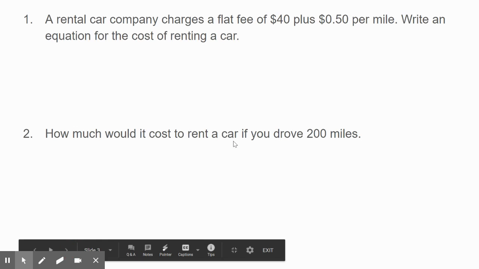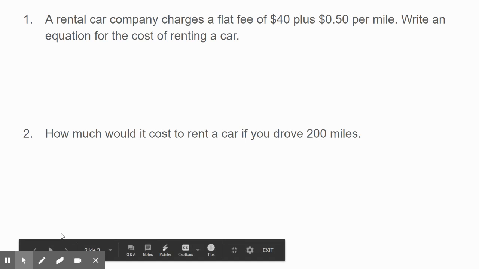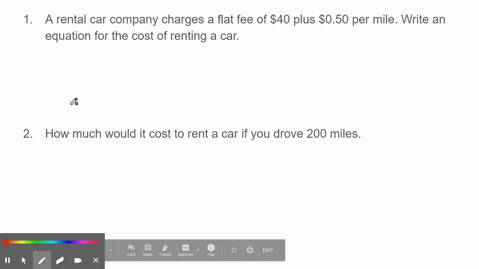So we have three examples. This is the first one. The first two will move pretty slowly, and then the third is going to look just a little bit different, but I'll give you guys time to pause the video and work on your own.